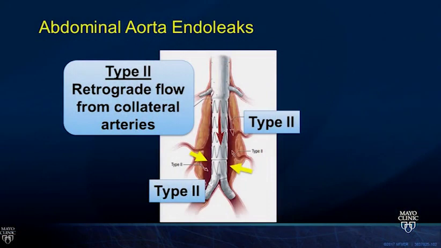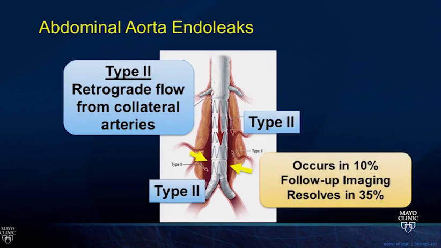Type 2, you get retrograde flow from collateral vessels, and to me, the type 2 looks like the two L's in collateral, so that's how I remember that type 2 is collateral, those parallel collateral blood vessels. That also occurs in 10%, but it tends to resolve. You just need to do follow-up imaging. So type 2 endoleak is actually quite good, should resolve.